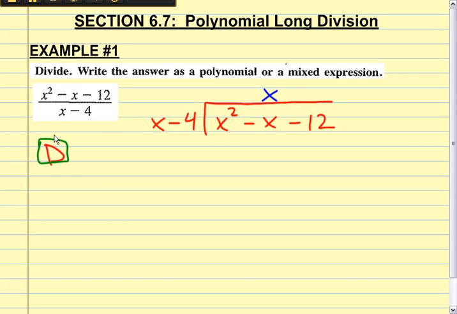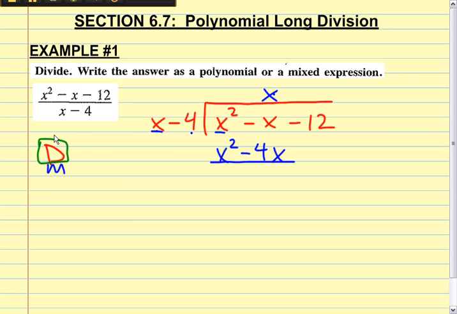I only look at the first numbers. What do I multiply x by to get x squared? X. Now I need to multiply. X times x gives me x squared, and I put them right under each other. X times minus 4 gives me minus 4x. And then I'm going to draw a line here. You see I put x's under x because we can only combine like terms.